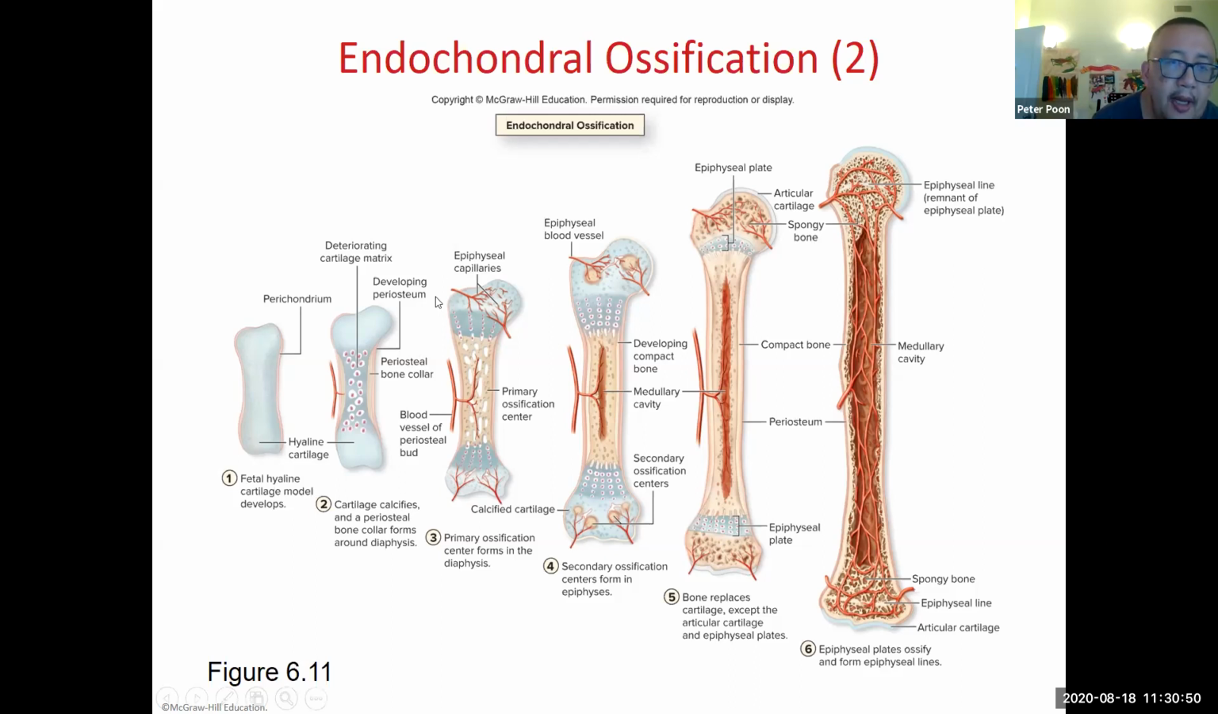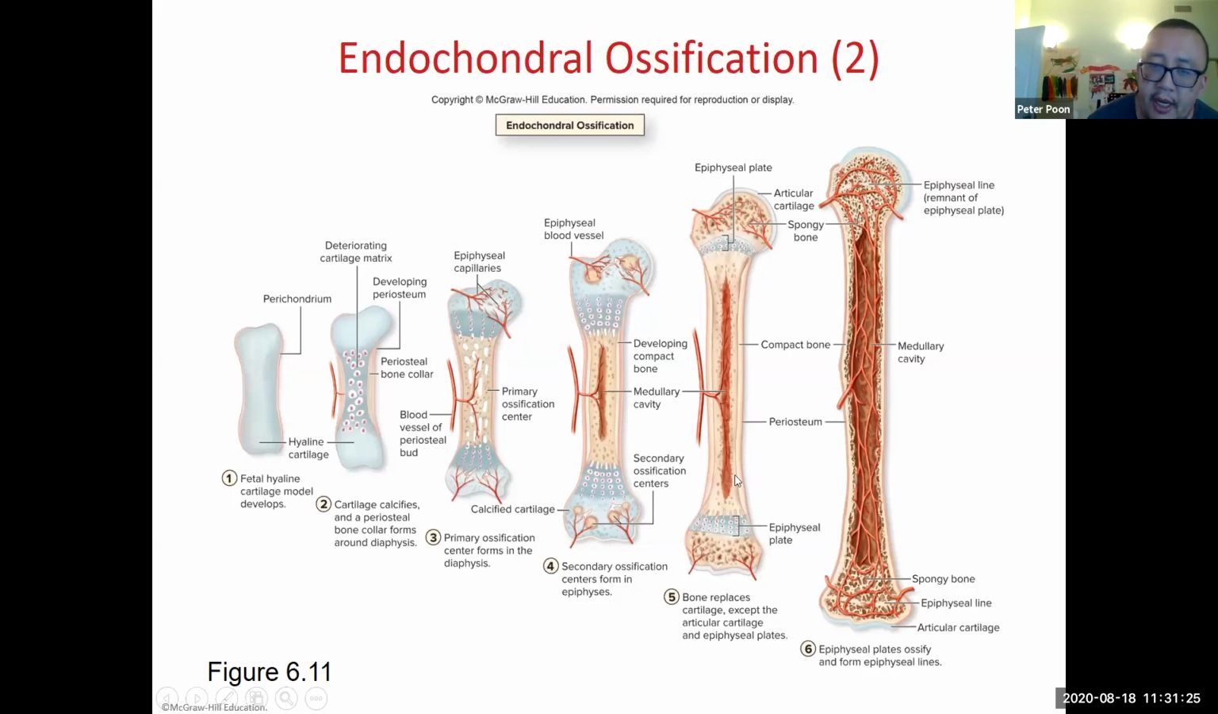Then they bring in blood. When you bring in blood, it brings in nutrients and you can start growing much faster. So the primary ossification center goes through a process called angiogenesis. It grows its own blood vessels, so you can start growing thicker and thicker bone because now you have blood. Then you have a secondary ossification center, and you start growing more bone here.